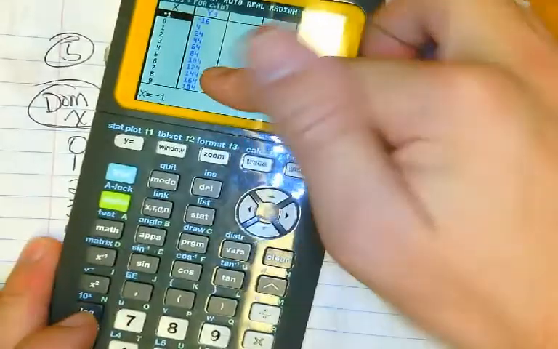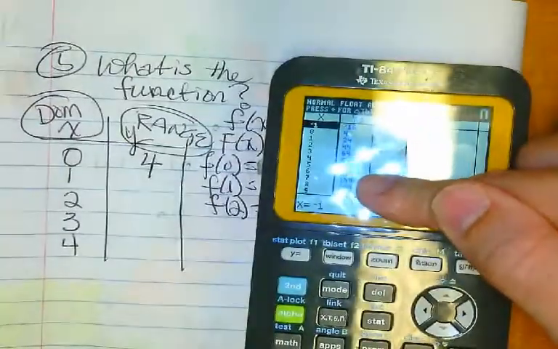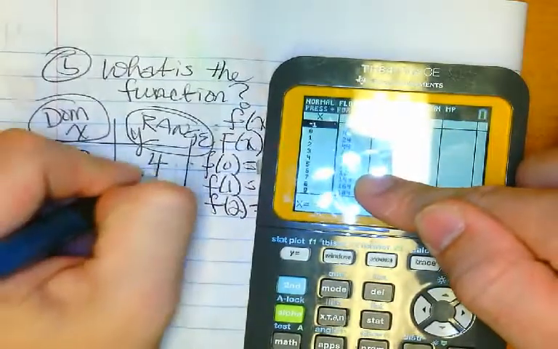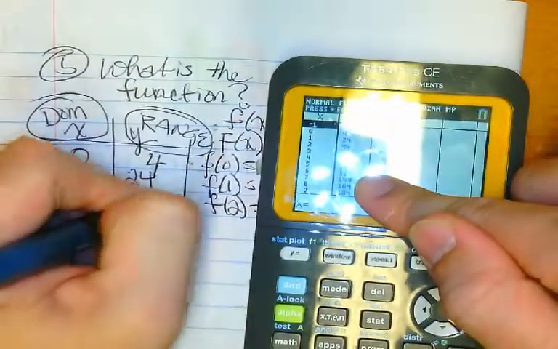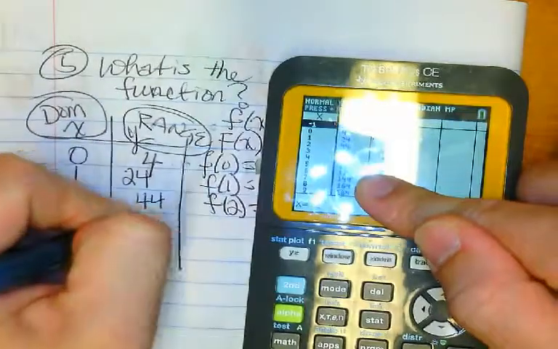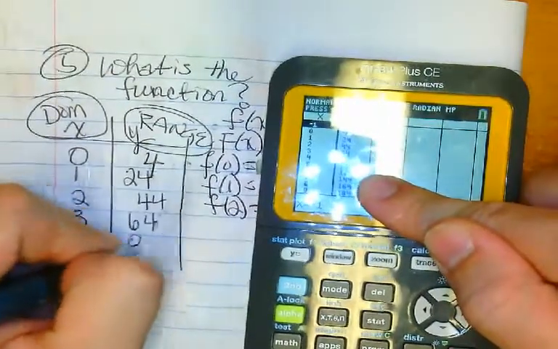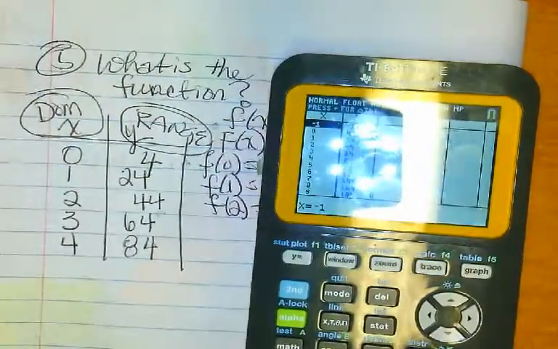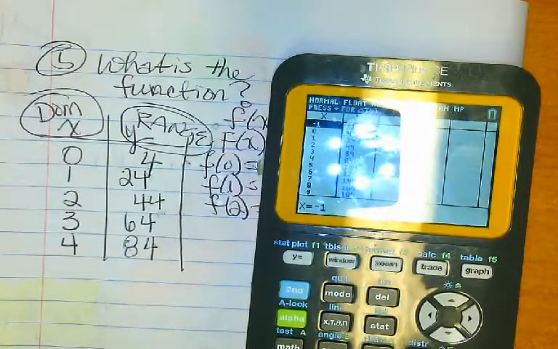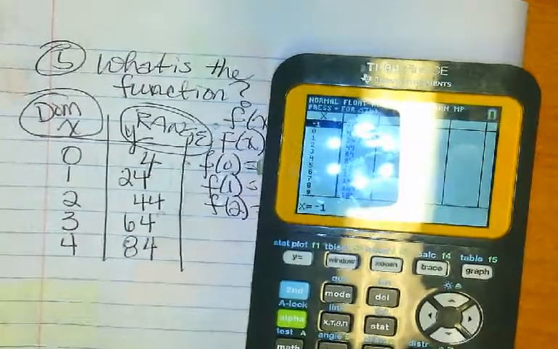So we're going to fill in our table now with what the calculator told us because it's going to be a lot faster. We have 4, we have 24, we have 44, we have 64, we have 84. All we have to do is fill in the table from the calculator.